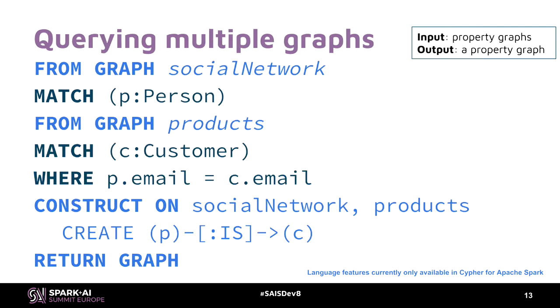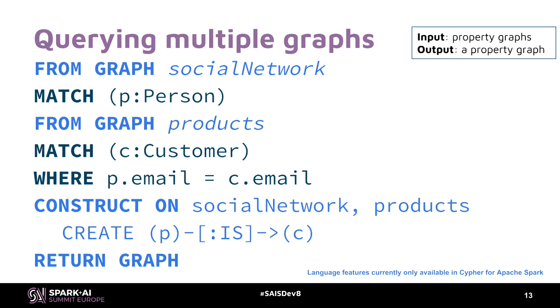Now, what you can also do in a world with multiple graphs is you can have multiple from clauses. So in this query, we're trying to do something like data integration between different data sets you might have. So in companies, very often you have different data that sits in different places, and you want to bring it all together. And graphs are also really convenient for that. So in this case, we have one graph that's a social network, and another one that's a product graph.